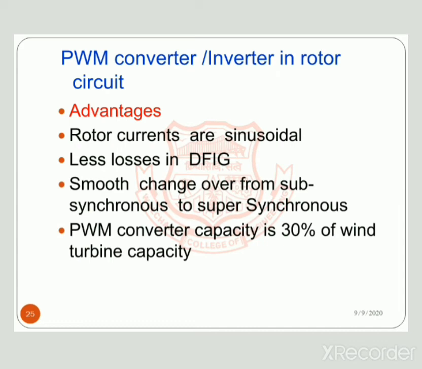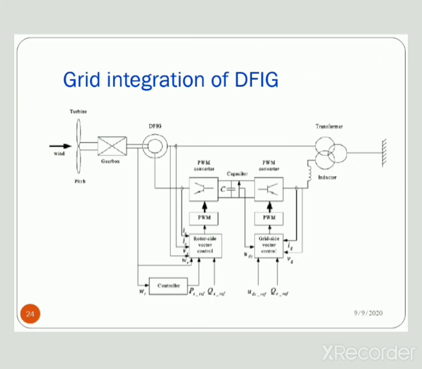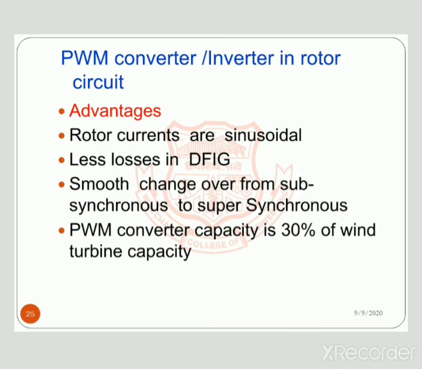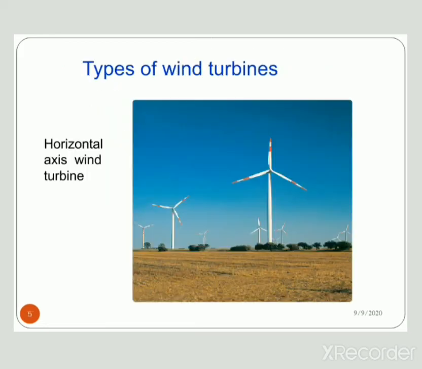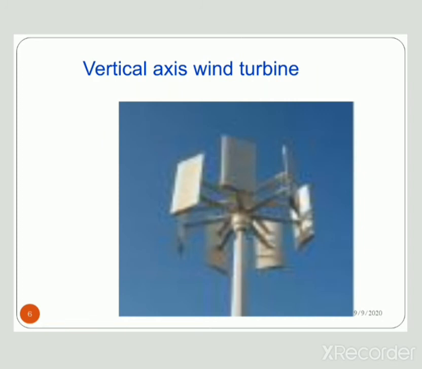Second one is less losses in the DFIG, with smooth change over from subsynchronous to supersynchronous. The PWM converter capacity is only about 30% of the wind power capacity. Whenever we talk about vertical axis and horizontal axis wind turbines, there are some more important points.